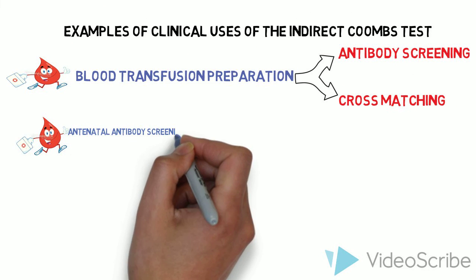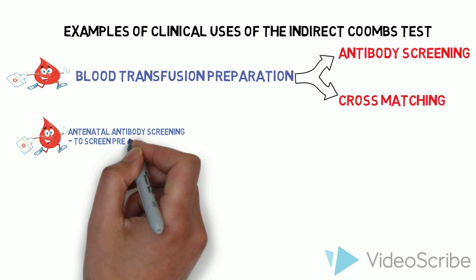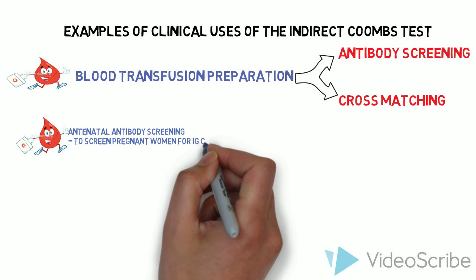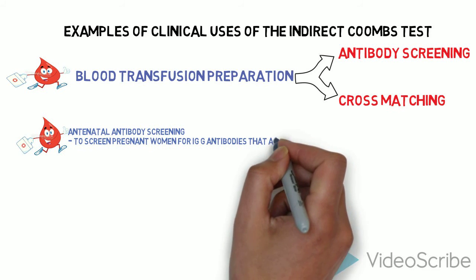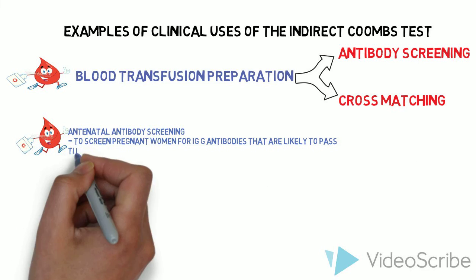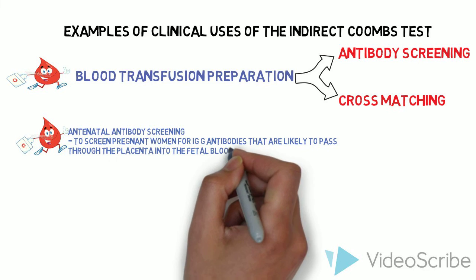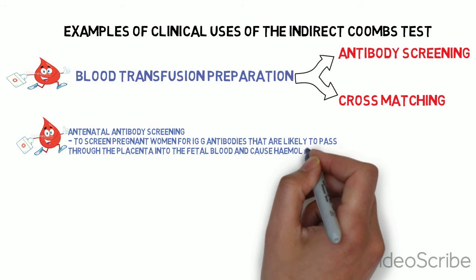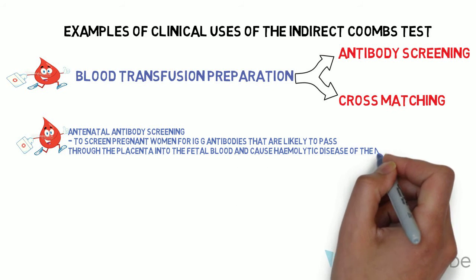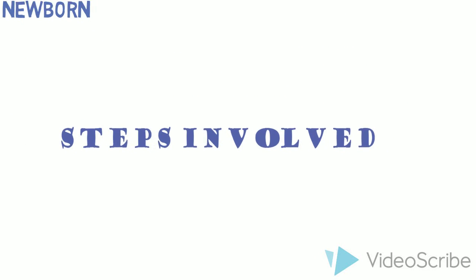The next one is antenatal antibody screening, which screens pregnant women for IgG antibodies that are likely to pass through the placenta into the fetal blood and cause hemolytic disease of the newborn. We proceed to the steps involved.